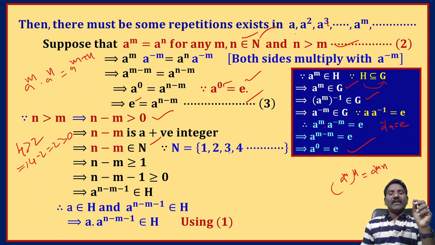Since N is 1, 2, 3, 4 and so on, n minus m is greater than or equal to 1. So n minus m minus 1 is greater than or equal to 0. So for m greater than or equal to 0, a power m belongs to H. All the elements in H are integral powers. So a power n minus m minus 1 belongs to H. Therefore, a belongs to H and a power n minus m minus 1 also belongs to H. Using 1, a into a power n minus m minus 1 belongs to H.